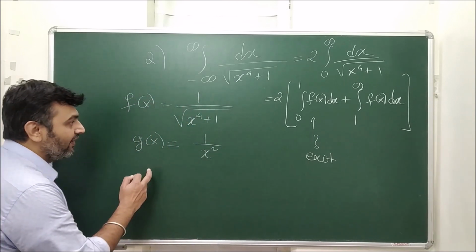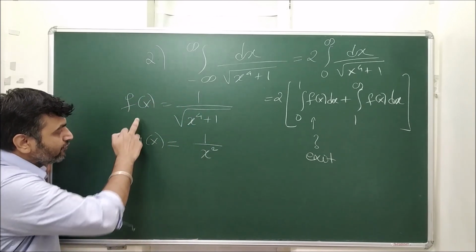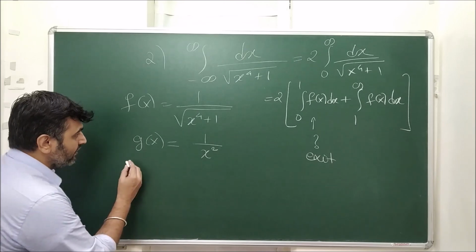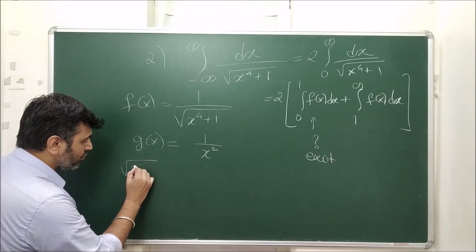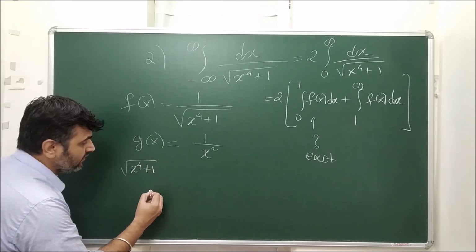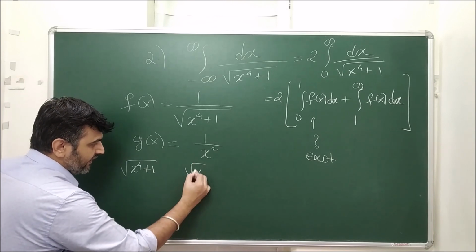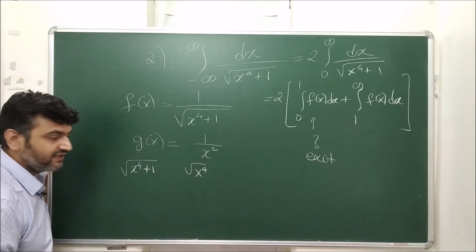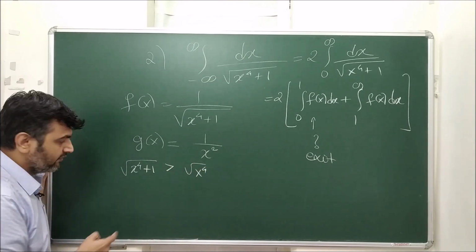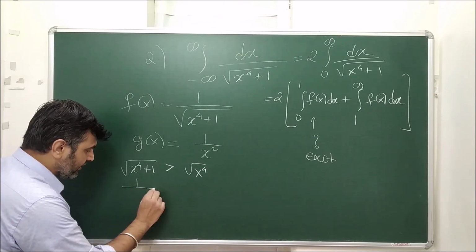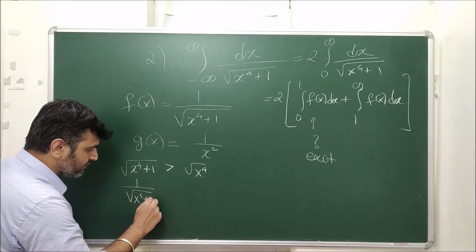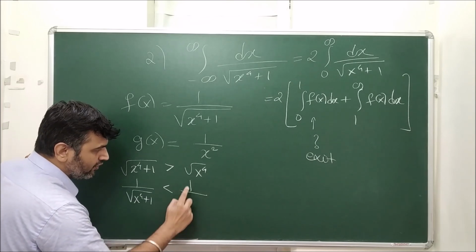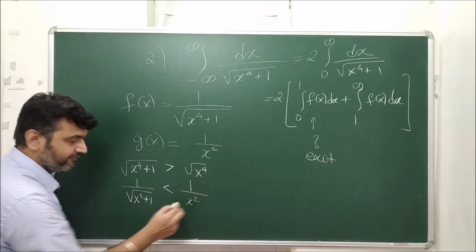Okay, so now you have to see which one is bigger. Now you can see that we have root of x raised to 4 plus 1 and root of x raised to 4. Which one is bigger? This one is bigger because I am having plus 1. So 1 upon root of x raised to 4 plus 1 is less than 1 upon root of x to the 4, which is nothing but x square.